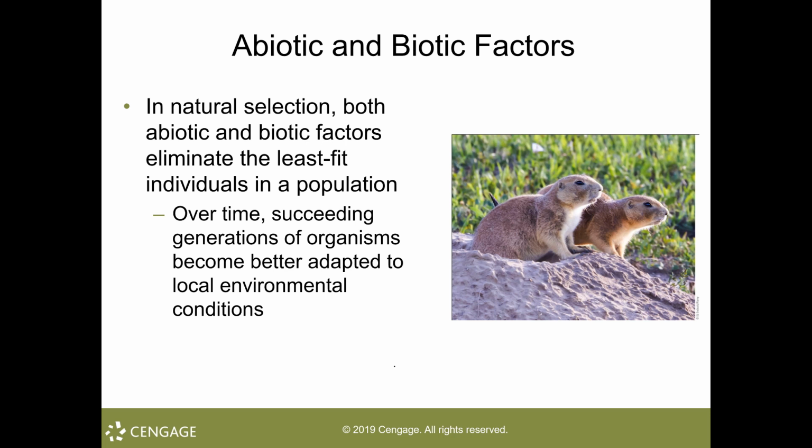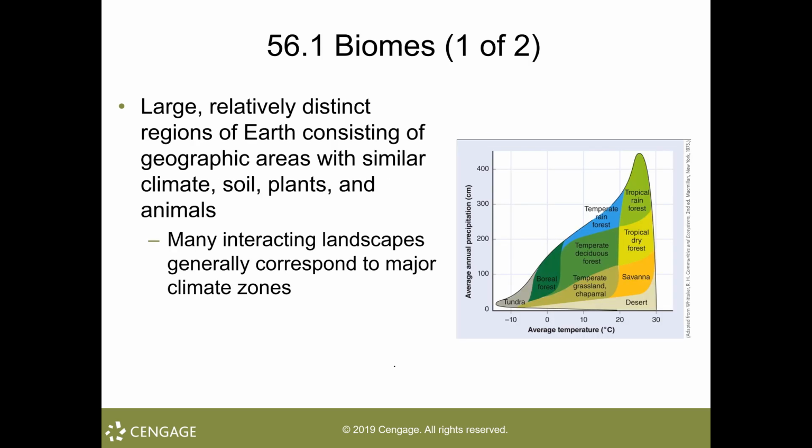Like prairie dogs, each species has structural, behavioral, and physiological adaptations for its own particular environment. As you examine Earth's major terrestrial and aquatic ecosystems, including the species characteristics of each, think about the variety of adaptations that natural selection has produced in organisms in response to their particular environments. So let us now begin with biomes.